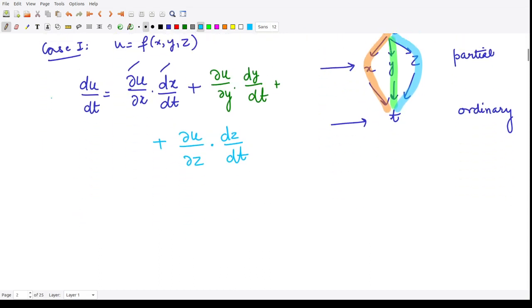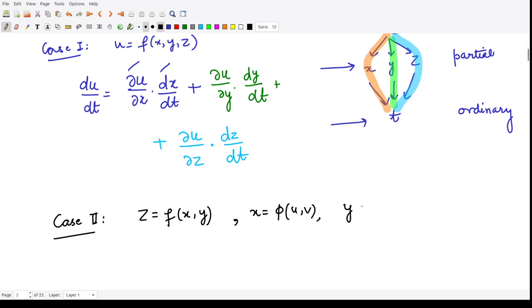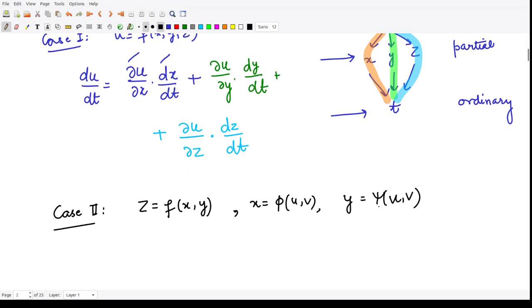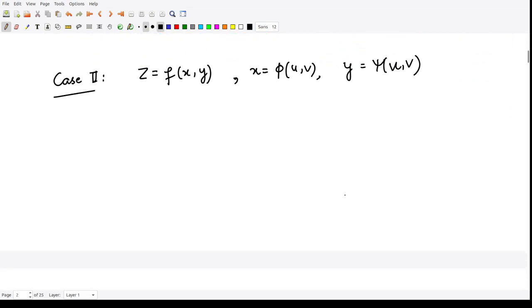In the second case, so case number 2, suppose my function z is given to be f of x, y. That means it is a function of x and y, where now in this case x is some other function of u and v, and y is some other function of u and v. So what is the situation over here? Firstly, you have to make this diagram. What does this diagram say?